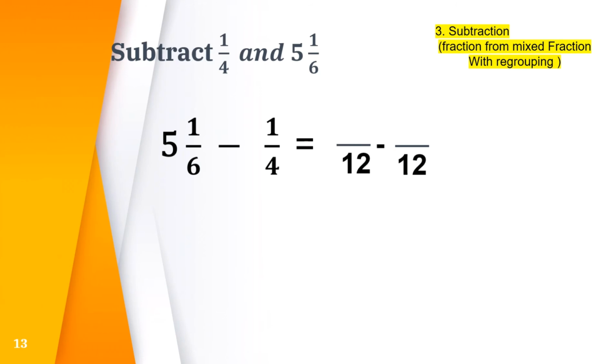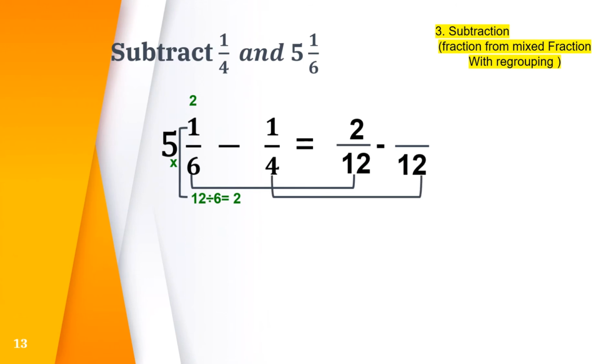And then, i-divide natin pa rin. 12 divided by 6 equals 2. Multiply natin sa numerator. 2 times 1 equals 2. Next, divide naman natin. 12 divided by 4 equals 3. And then, multiply natin sa numerator. 3 times 1 equals 3.